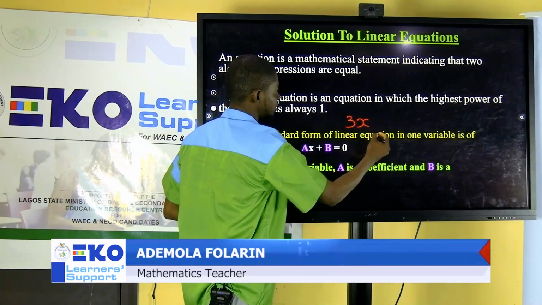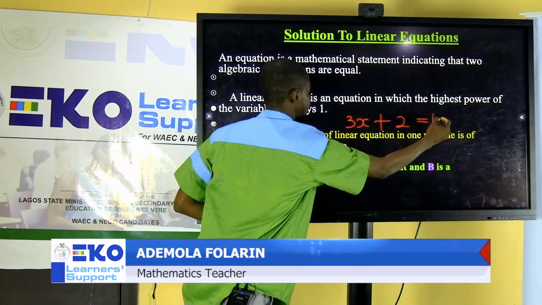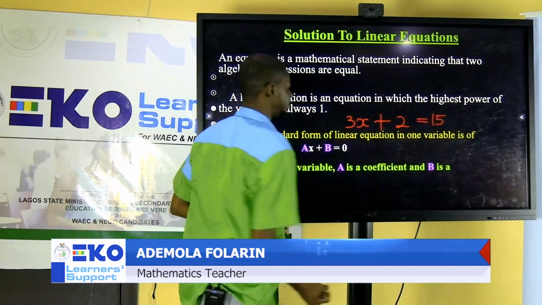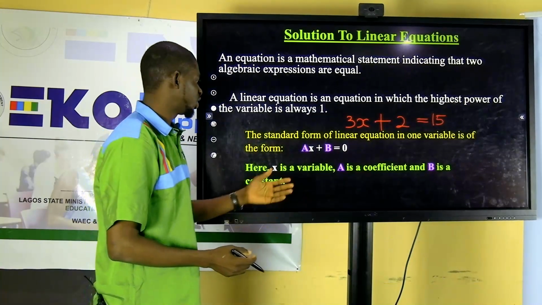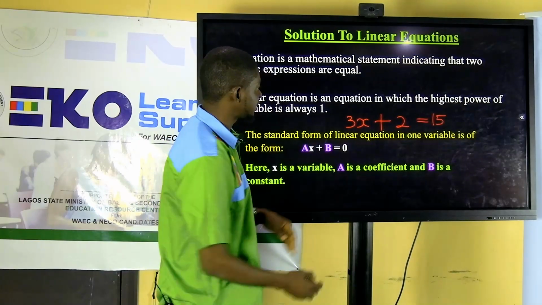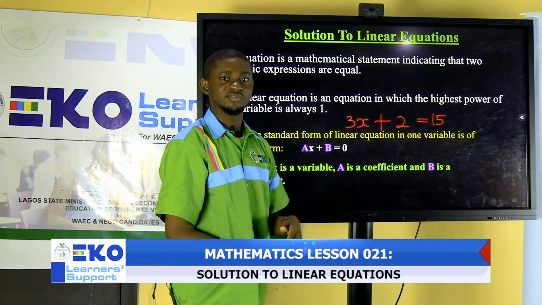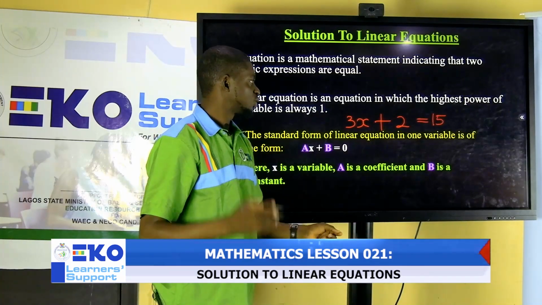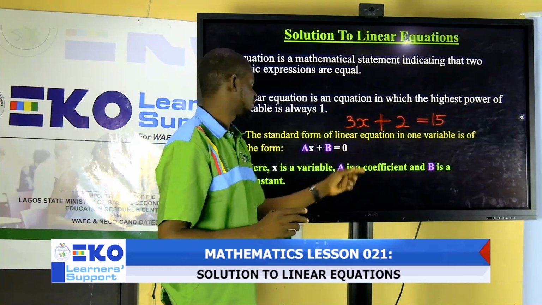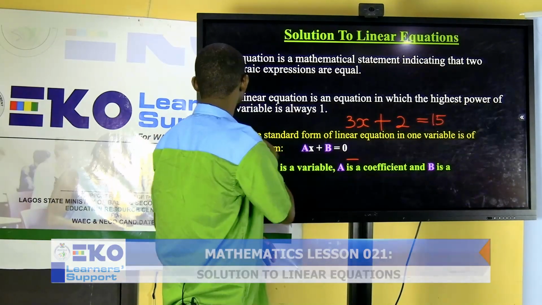3x plus 2 equals 15. This is a linear equation where the coefficient of x is the 3 and 2 as well as 15 are constant. The variable here is x. Now that we understand this, let's move on.